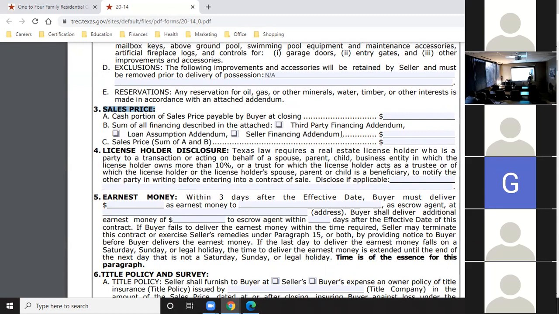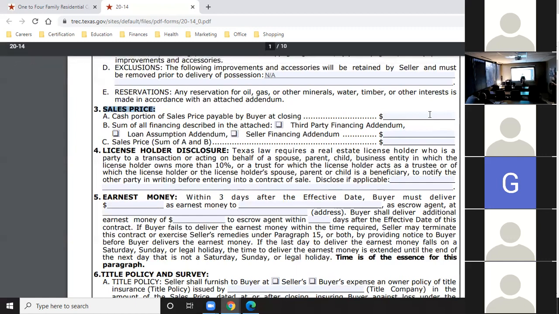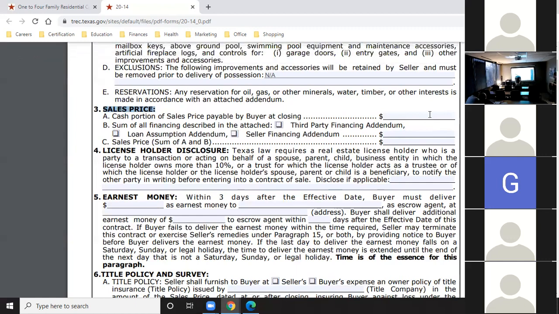All right, sales price. So remember, section A is the cash portion, B is all the financing, and C is the total price. Mr. Keith, what would you put in section A for just the cash portion? I would put in the total of the 3,500 and the 5,000? Keith, you sound a little muffled.